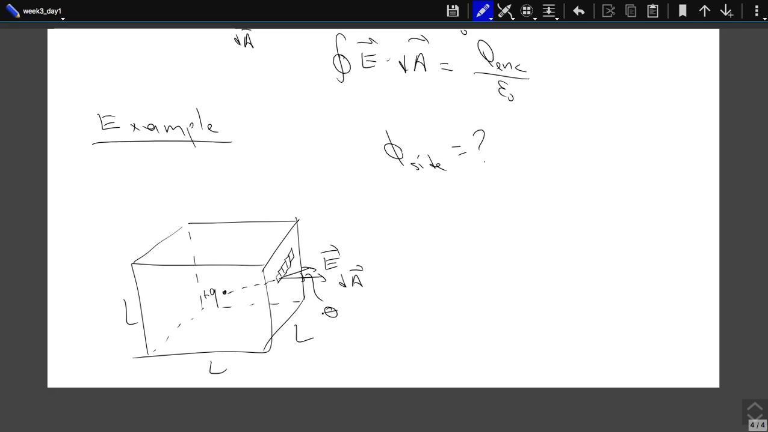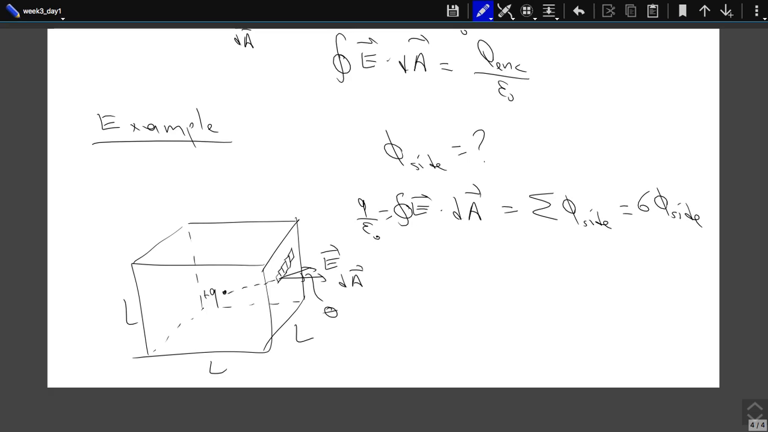Well, in this particular case, there's a short trick. Because we know E dot dA over all the sides is the flux, the sum of the flux going through the sides. But since the charge is at the center and all the sides are equivalent to each other, this is 6 times phi side, the flux through one side. At the same time, this is Q over epsilon 0.